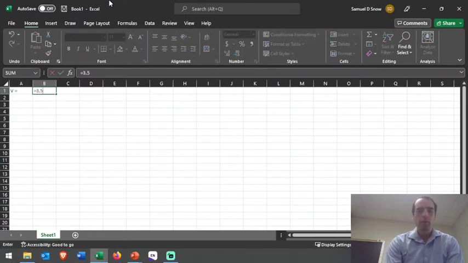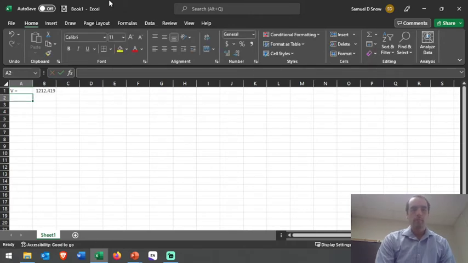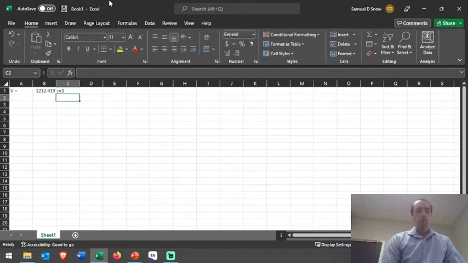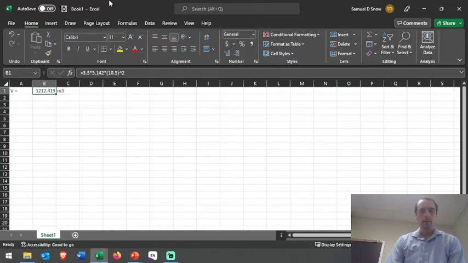So we said 3.5 times pi times 10.5 squared. Okay, so the volume then should be 1,200 cubic meters, assuming I did that correctly.